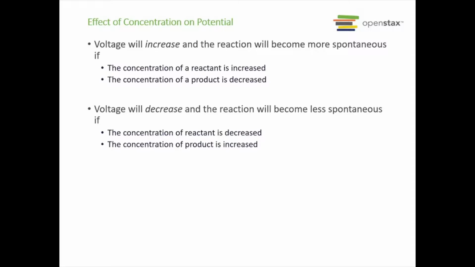So the voltage of our system is going to increase, and a reaction will become more spontaneous if we increase the concentration of a reactant or we decrease the concentration of a product. Think Le Chatelier's principle. When you're increasing a reactant, you're going to push that reaction forward, so you're going to increase the voltage because there's more transfer happening. We're going to decrease the voltage and become less spontaneous if we decrease the concentration of a reactant or increase the concentration of product. So Le Chatelier's principle never leaves us.